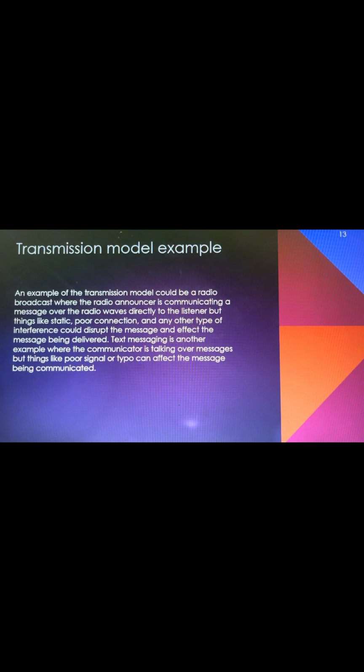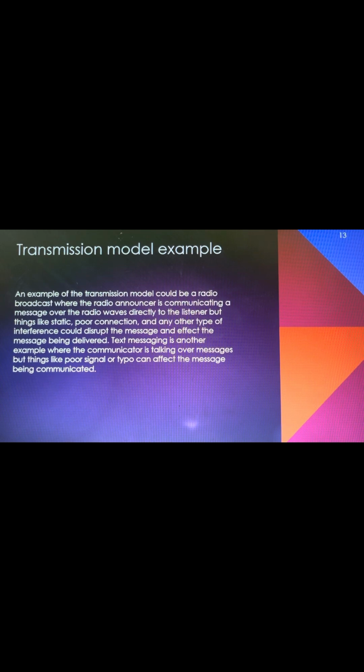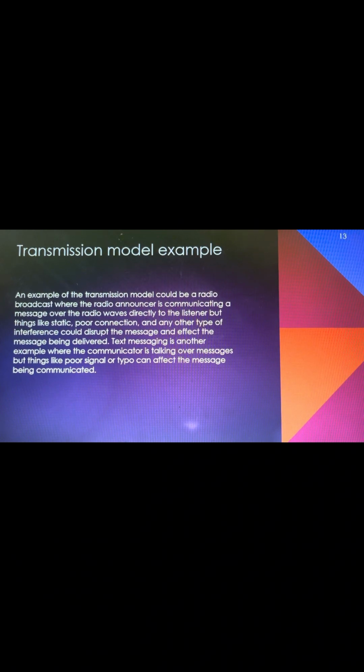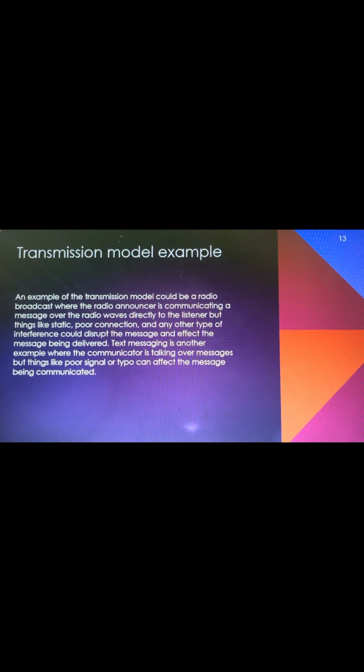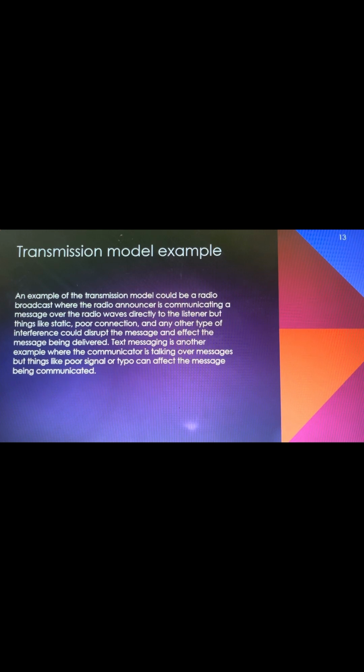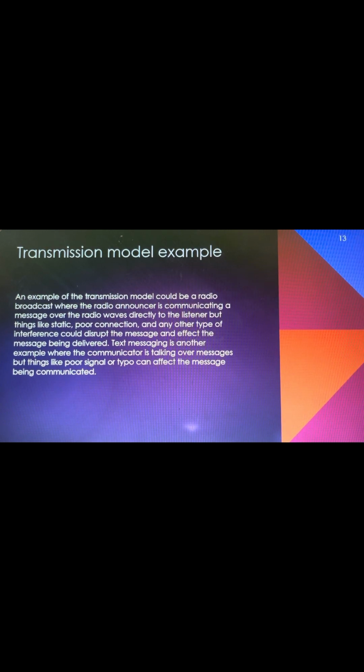Transmission model example. An example of the transmission model could be a radio broadcast where the radio announcer is communicating a message over the radio waves directly to the listener, but things like static, poor connection, and any other type of interference could disrupt the message and affect the message being delivered. Text messaging is another example where the communicator is talking over messages, but things like poor signal or typos can affect the message being communicated.